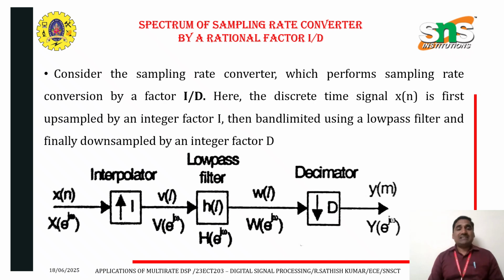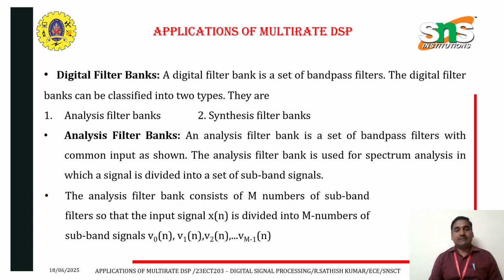Next one, consider the sampling rate converter which performs the sampling rate conversion by I by D. The discrete time signal x of n is first upsampled by an integer factor I, then band limited using a low pass filter, and finally downsampled by an integer factor D. When x of n is applied to the interpolator with respect to e power j omega, that is applied to a low pass filter h of e power j omega, that is applied to the decimator, which produces the output y of e power j omega. That can be converted into the frequency response.